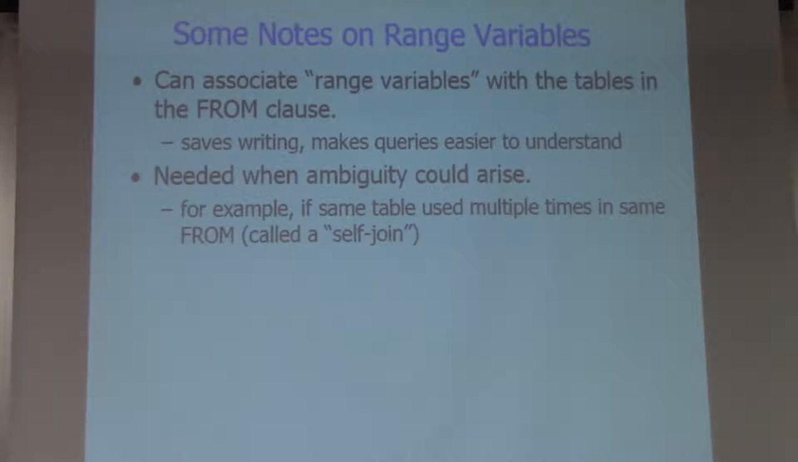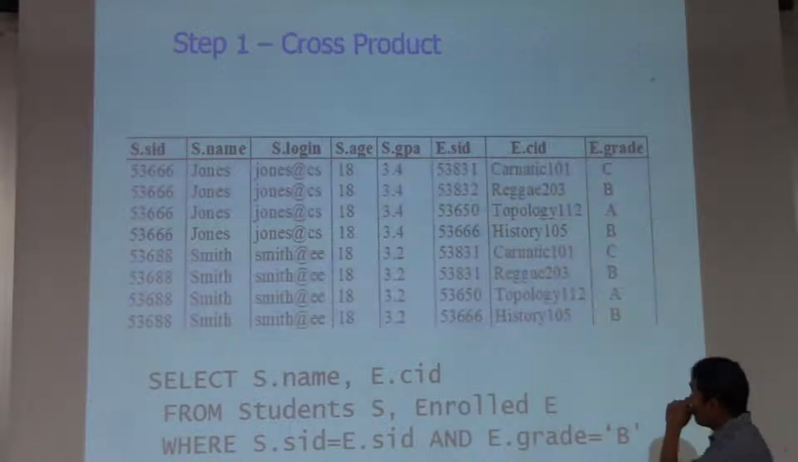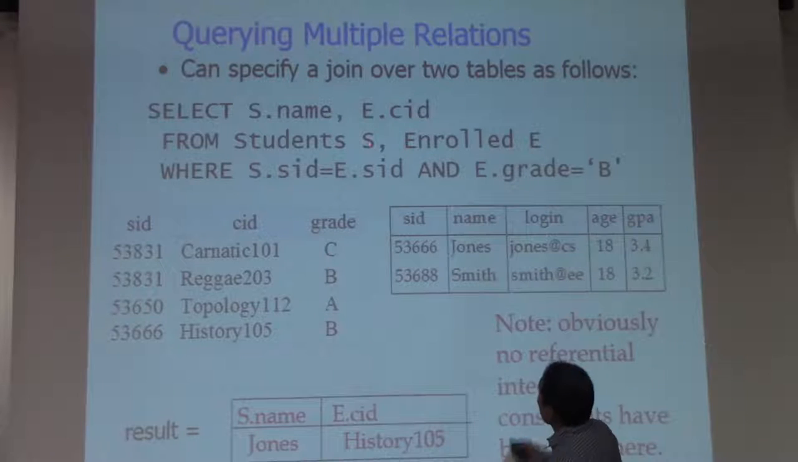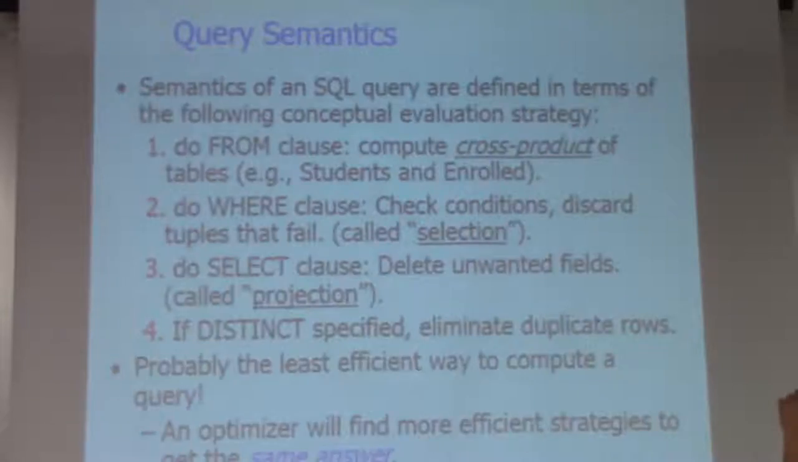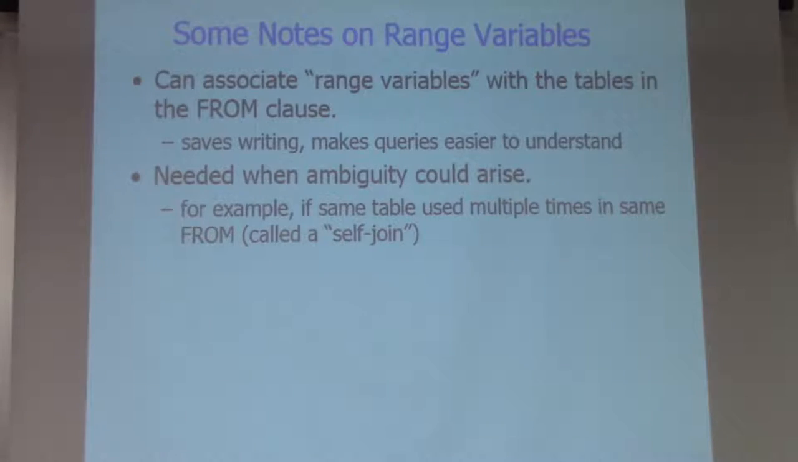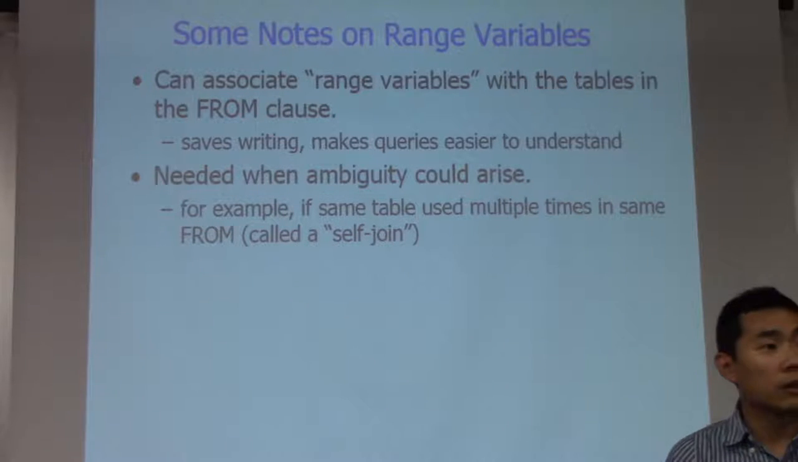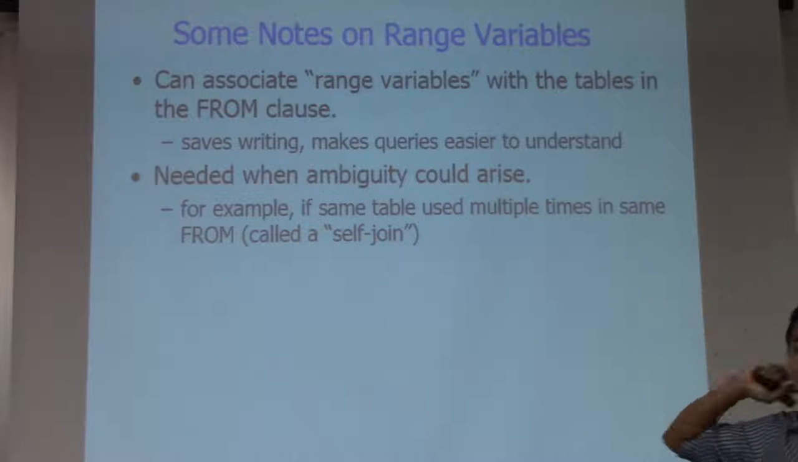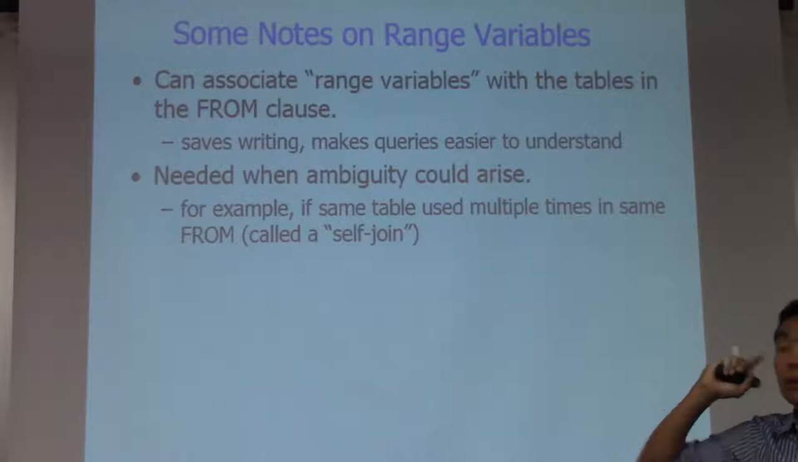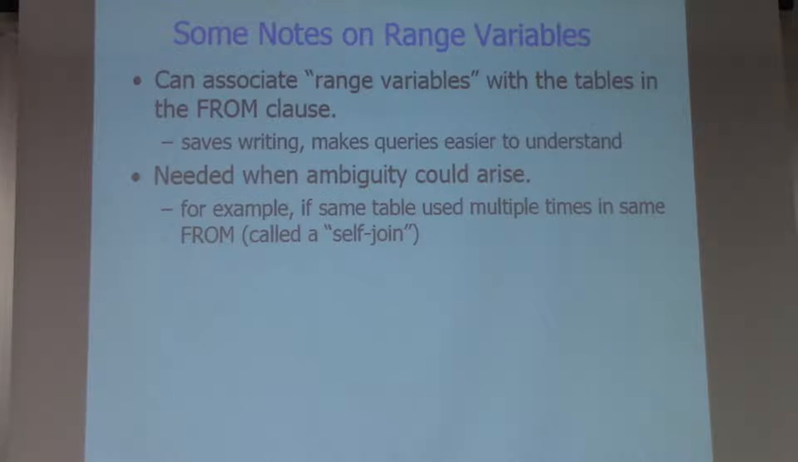Some notes on range variables. So in the examples we have seen so far, we see the variables S and E, and that's what we call a range variable in SQL. The first useful thing about a range variable is that it saves your writing, making it more convenient and easier to deal with. It's pretty much like the renaming operator in relational algebra. And you can do that over a relation in the FROM clause.